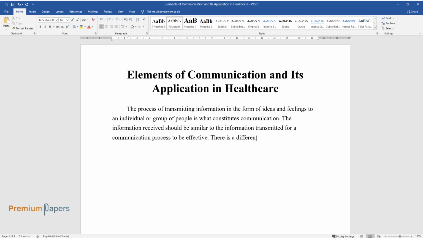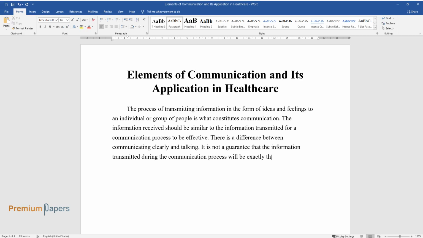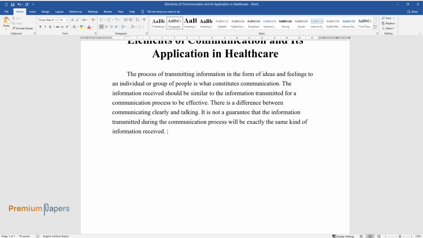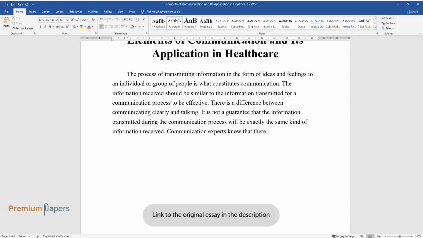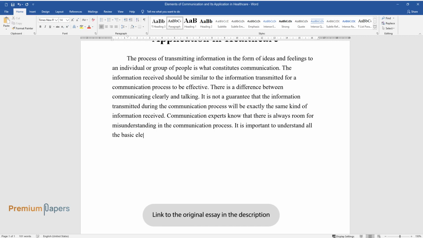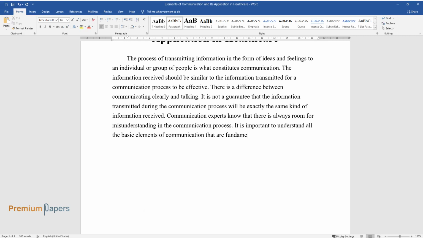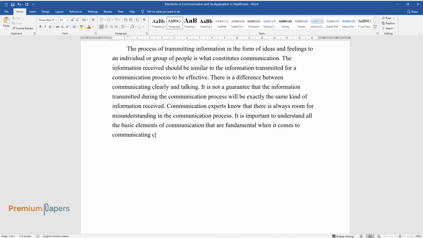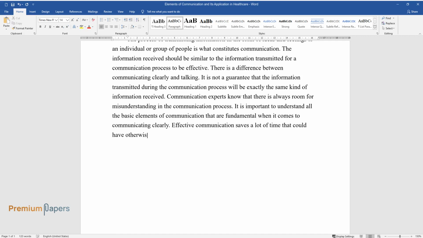There is a difference between communicating clearly and talking. It is not a guarantee that the information transmitted during the communication process will be exactly the same kind of information received. Communication experts know that there is always room for misunderstanding in the communication process. It is important to understand all the basic elements of communication that are fundamental when it comes to communicating clearly. Effective communication saves a lot of time that could have otherwise been spent fixing communication errors.